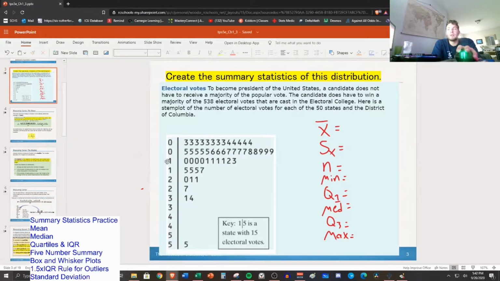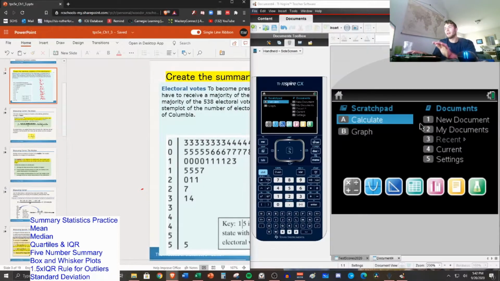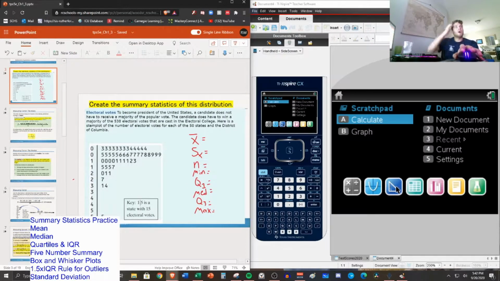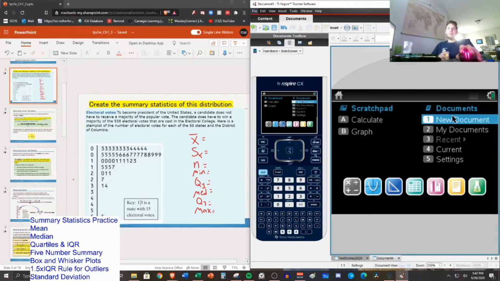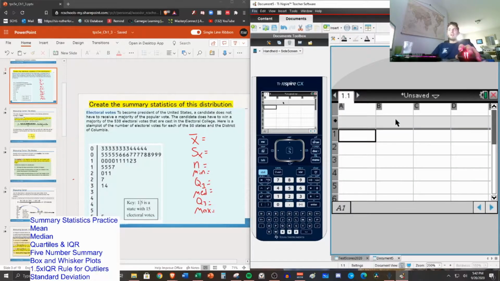All right, so you had time to get that answered. Let's talk about how you should have gone about working this. On your Inspire, you would press Home, New Document is what we want to create, Lists and Spreadsheets. If we read this problem, it says this is about the electoral college votes. So you want to name your list something. It could be X. I'm going to name it votes. And then we're going to start typing this in.